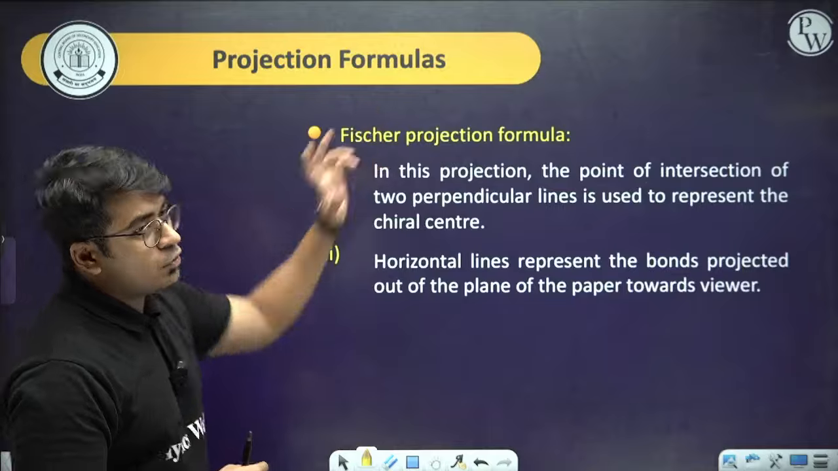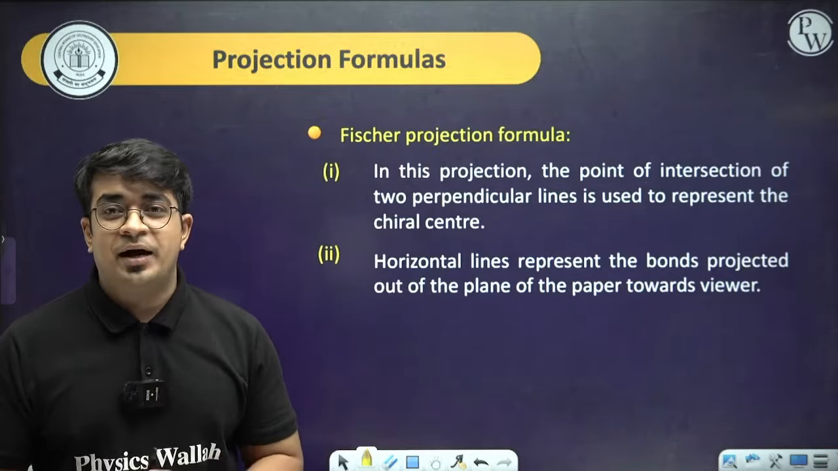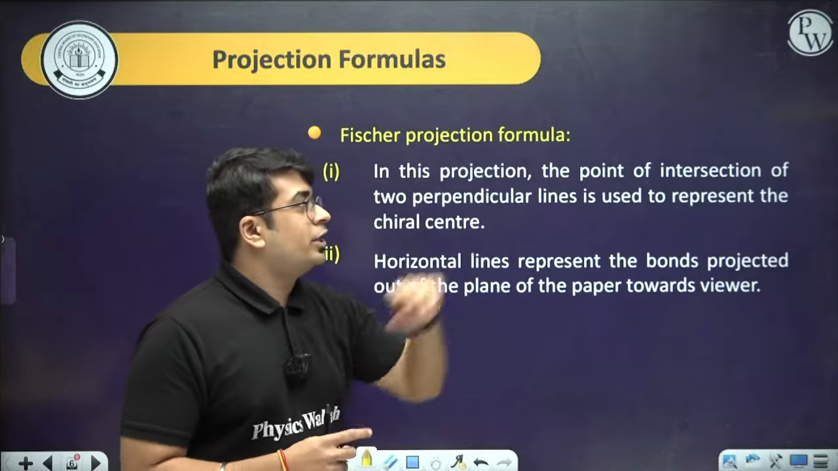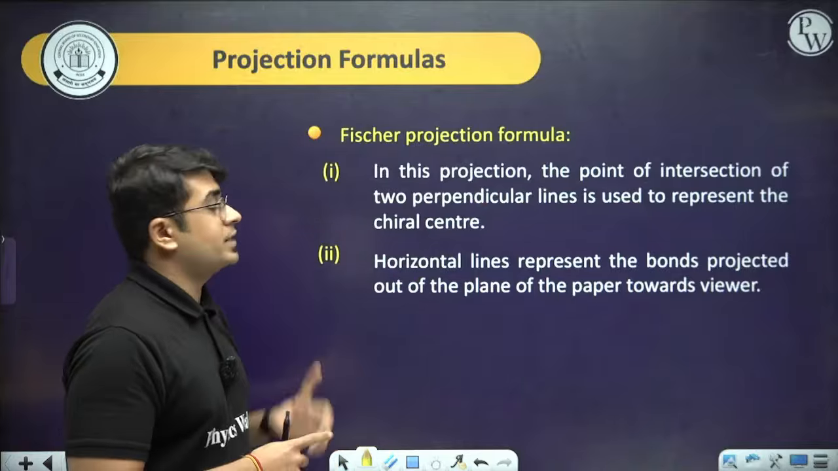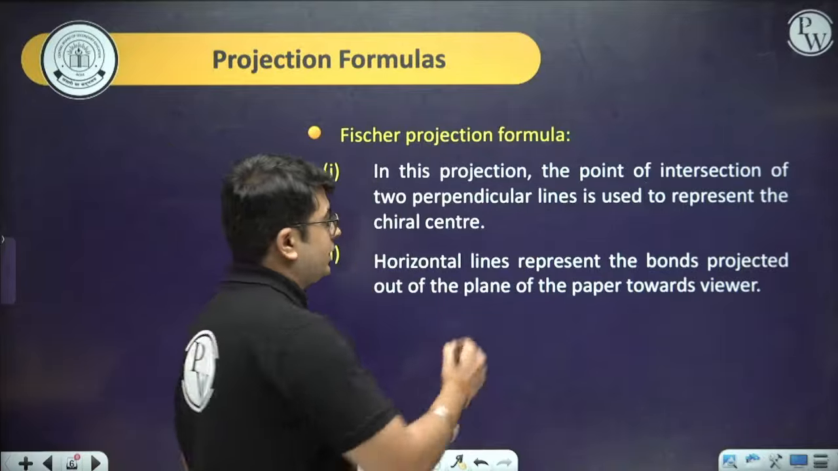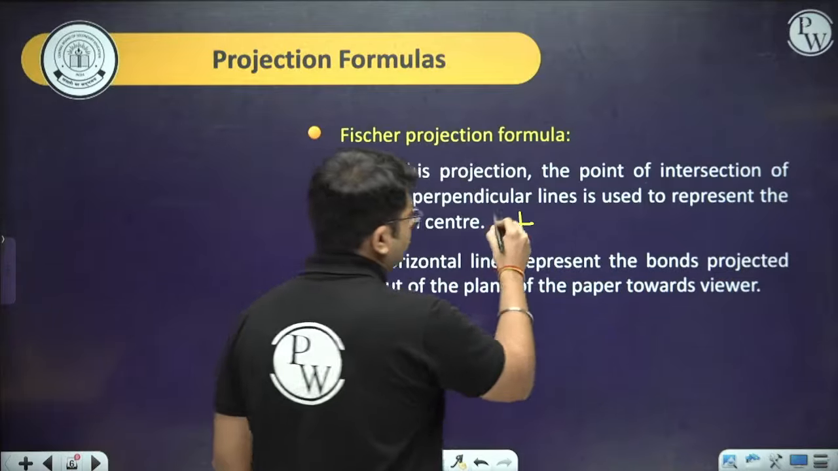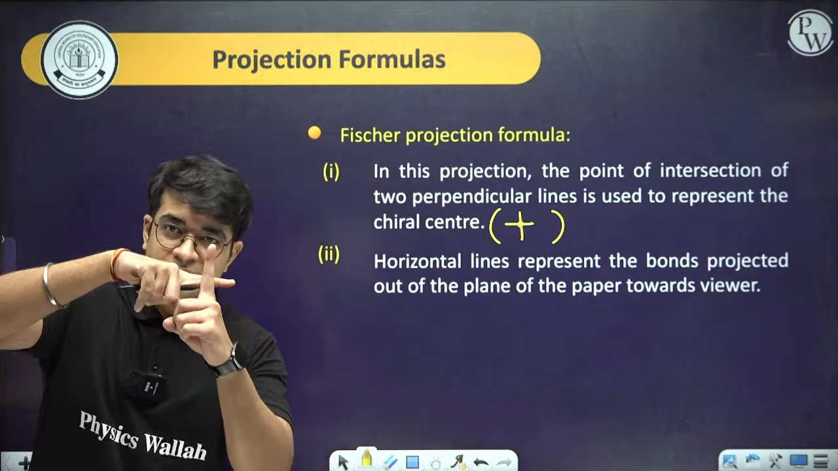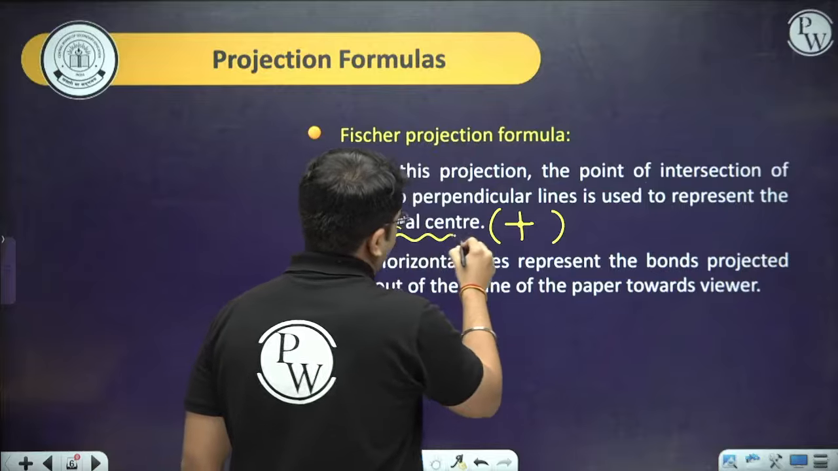Now the next part is the Fischer projection, where you define the entire structure in the plane itself. In this projection, the point of intersection of two perpendicular lines is used to represent the chiral center. So you are going to write a structure like a plus sign. The intersection point of the plus corresponds to your chiral center.